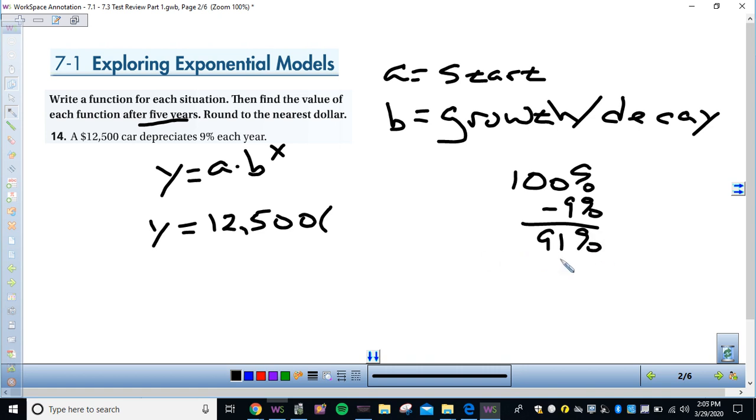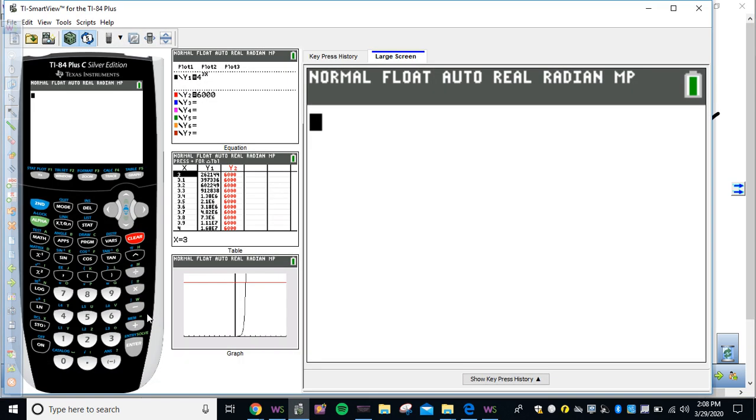And then we have to make that into a decimal. Two different ways you can do that. If we envision the decimal point after the 1, you can move it 2 to the left and get 0.91. You can always divide by 100 as well to get the 0.91. So our decay factor in this case is 0.91, and then remember they talked about the 5 years, so this is going to be to the 5th power. I'm going to go ahead and throw that into the graphing calculator.